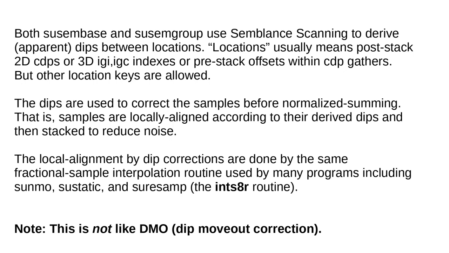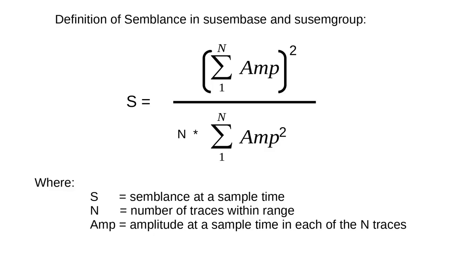Semblance scanning is used to derive the dip at individual sample times using some nearby traces. Those dips are then used to correct the values from nearby traces. This correction is similar to linear move-out correction. The corrected values are then summed and divided by the number of nearby traces. Note that this is not like dip move-out correction. It is not DMO. This is how semblance is defined and computed in SU-SemBase and SU-SemGroup.